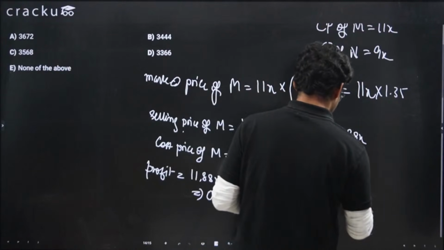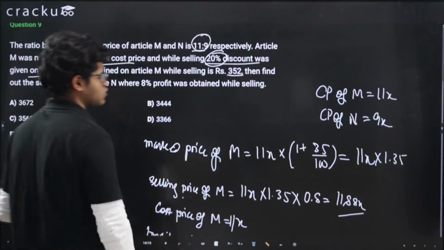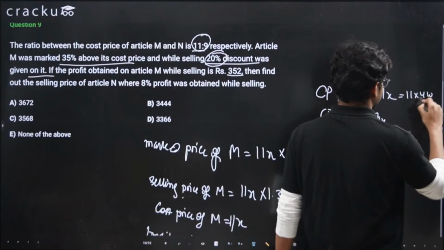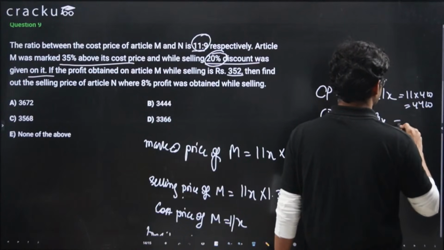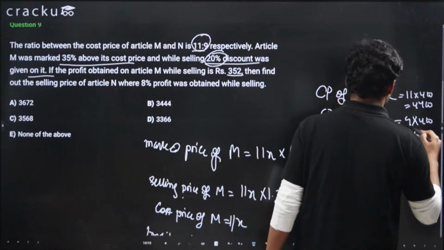Which is 400. Means x, the value of x is 400. So from here I am getting cost price of M is 11 into 400, which is 4400, and cost price of N is 9 into 400, which is 3600.